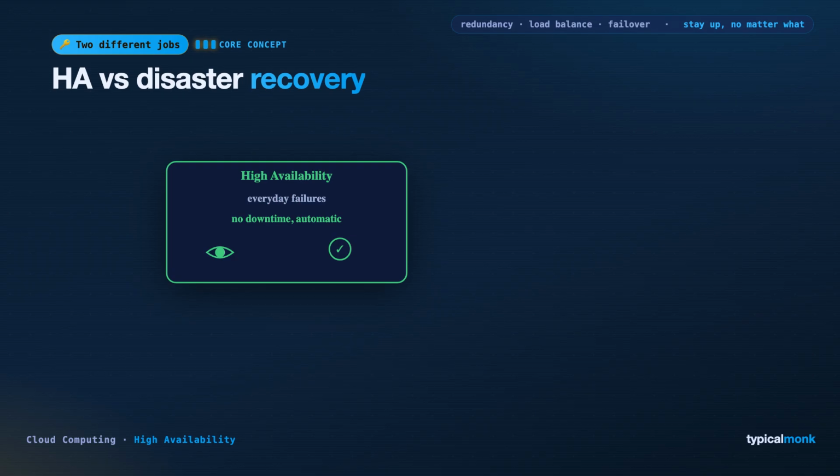Before we recap, let us clear up a distinction that often confuses people: the difference between high availability and disaster recovery. They are related, but they are not the same thing. High availability, everything we have discussed today, is about surviving the everyday, expected failures, a server crashing, a disk dying, even a zone going down, with no downtime and no human intervention. It is automatic, it is continuous, and its goal is that these routine failures never become visible outages. HA is your defense against the failures that happen all the time, keeping the system serving right through them.